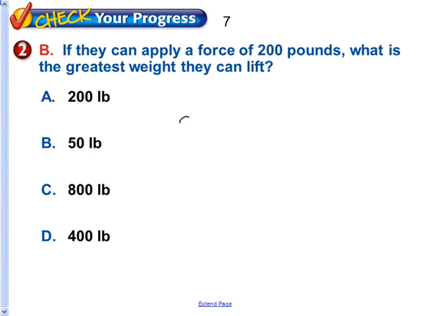Okay, this time 200 pounds times 4, because that's what we figured out in the last problem, is going to be 800 pounds. The correct answer is C. Okay, that is it for the lesson. So you can write either your questions or your summaries, or you can start working on homework number 2.